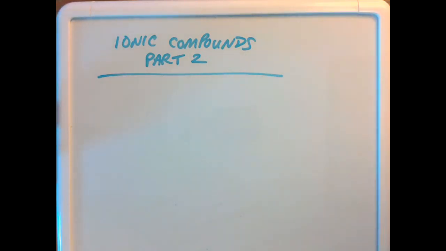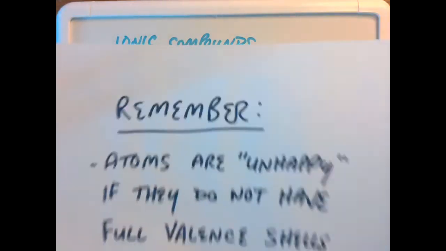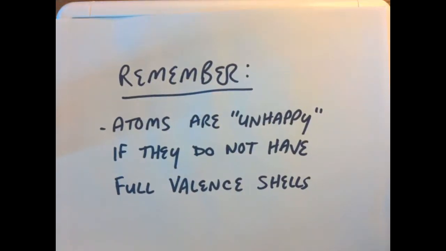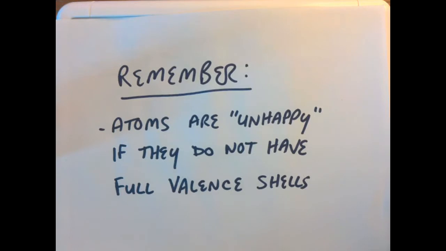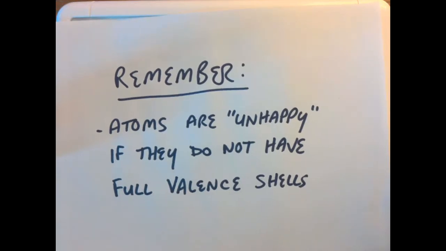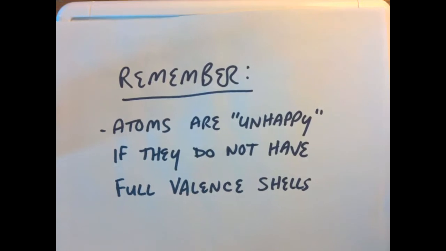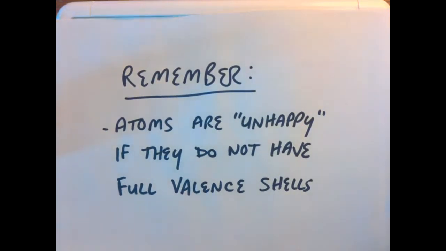Okay, just a few more words about ionic compounds. Remember, please, I know I keep bringing this up, but it's important that atoms aren't happy if they don't have a full valence shell. So that drives many things, including an atom's desire to gain or lose electrons when it ionizes. So all of this discussion of ionization is based on that statement.